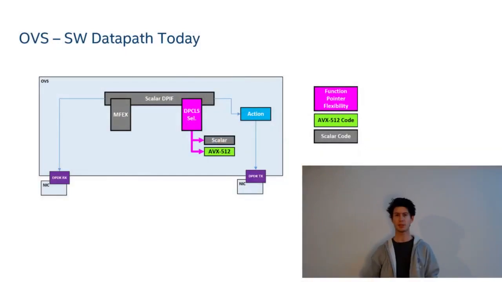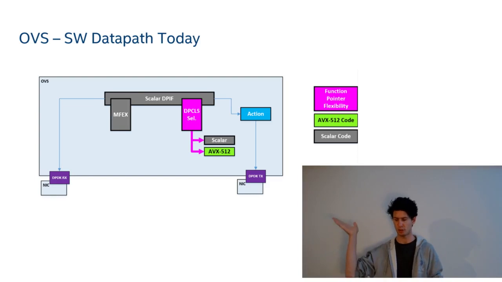So the part there that we'll be optimizing is this DPIF, which is kind of the glue code, as well as the Miniflow Extract implementation itself, and I'll talk about some optimizations we can apply there. So let's dive into the current state of the software data path, and then we'll look at more detail as we go along.